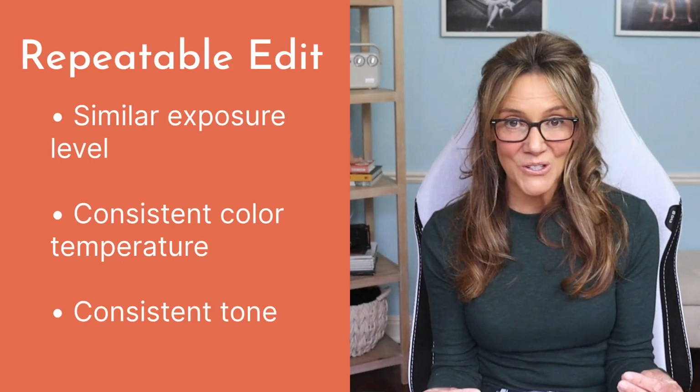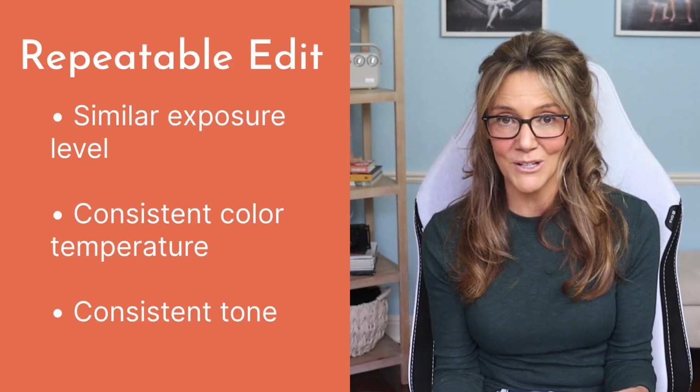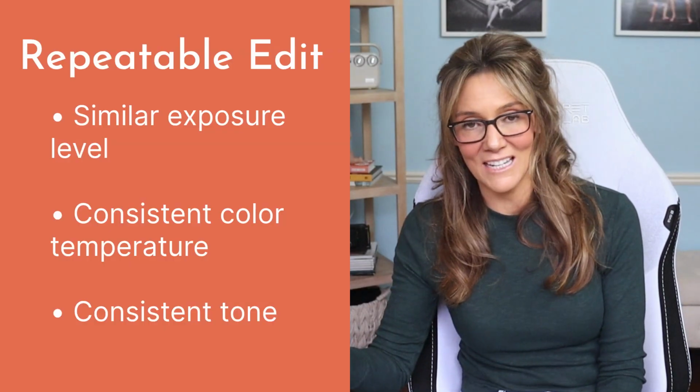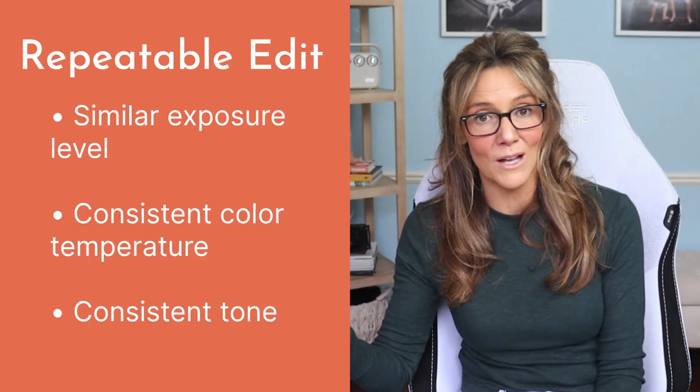So instead of overcomplicating your editing process, I want you to focus on creating a simple, repeatable edit. Think of it as your home base. That means a similar exposure level, a consistent color temperature, and a similar tone across your images. You're not reinventing your editing every time. You're repeating what works. One of the easiest ways to create consistency in your photos is through batch editing. Edit one image well and sync it across similar lighting, and make small adjustments from there. This alone will make a huge difference.